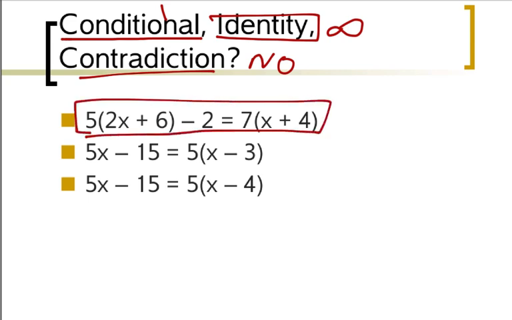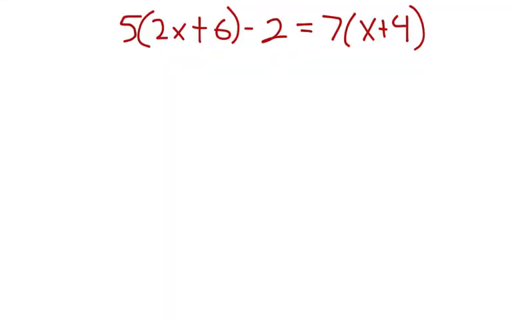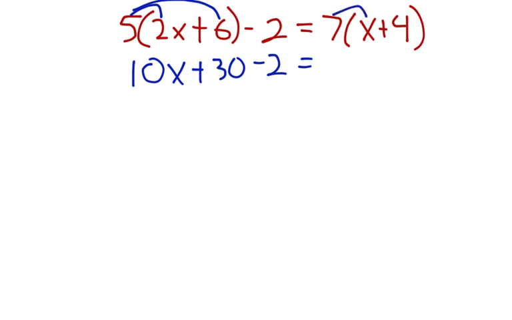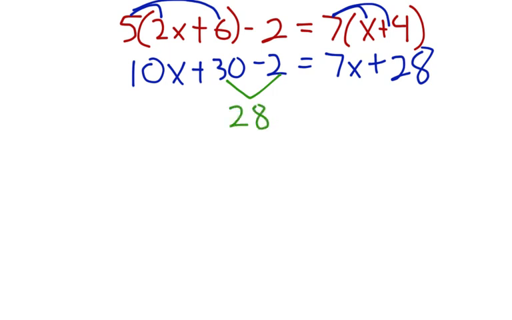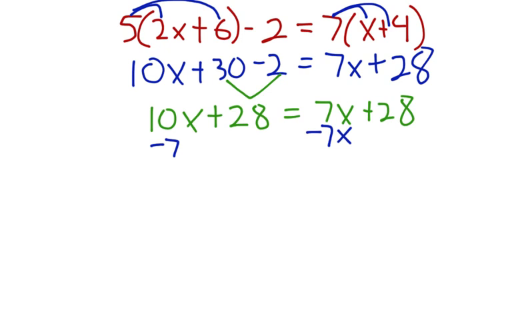In this first one, if we solve it, we would start off distributing the 5 and get 10x plus 30 minus 2 equals, distribute the 7, 7x plus 28. And then we combine our like terms on the left-hand side to get 28 here. And then we get 10x plus that equals 7x plus 28. Now, on the 7x, we subtract the 7x on both sides. And then we also want to subtract our 28.